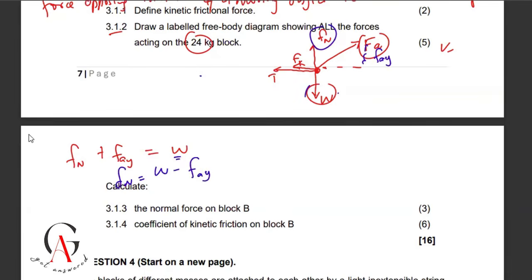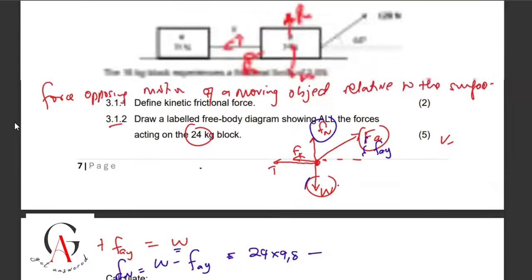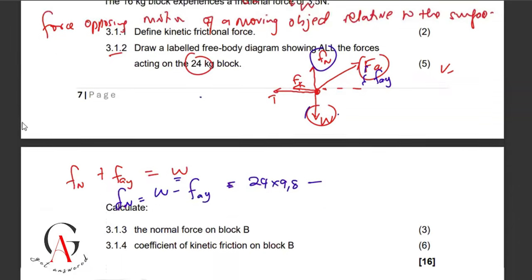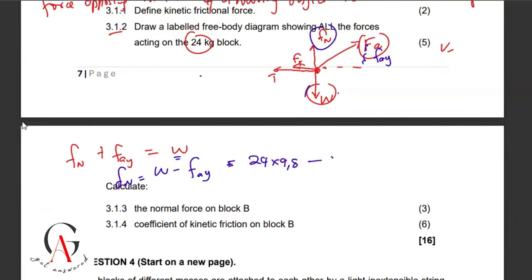So what is the weight? It's going to be 24 multiplied by 9,8, minus the applied force, which is 120 sine of 64. Okay, so when you punch this in the calculator, we're getting 124,80 newtons.